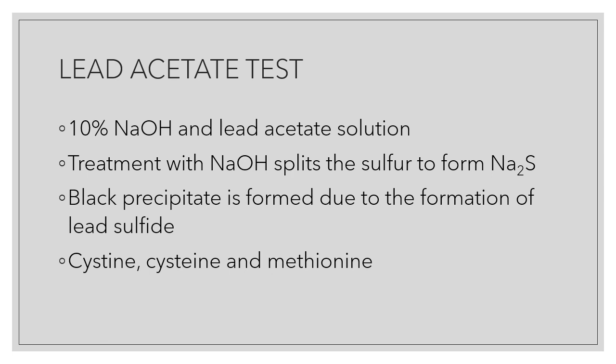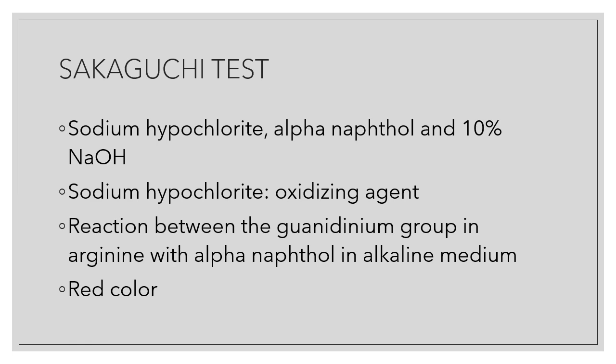Your Sakaguchi test utilizes sodium hypochlorite, alpha naphthol, and 10% sodium hydroxide. In an alkaline solution, a protein that contains arginine will give a positive test for Sakaguchi. The positive test is indicated by a red color.